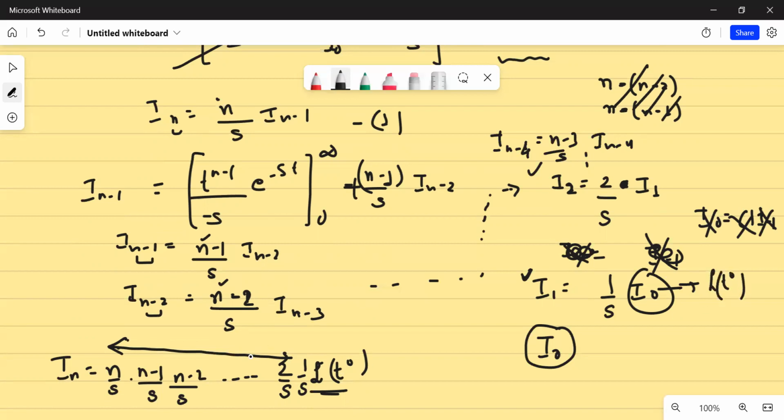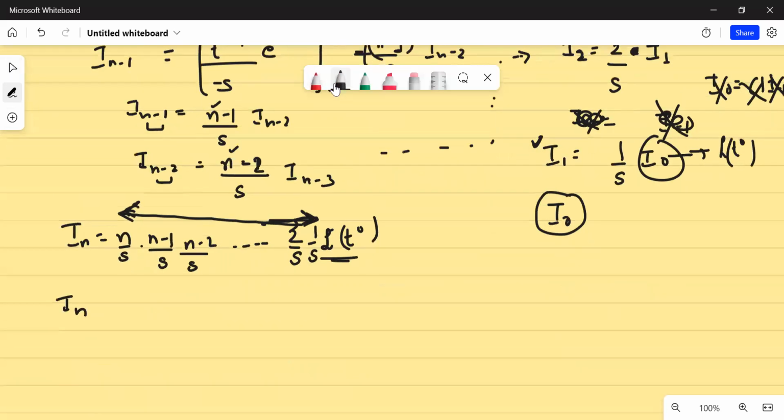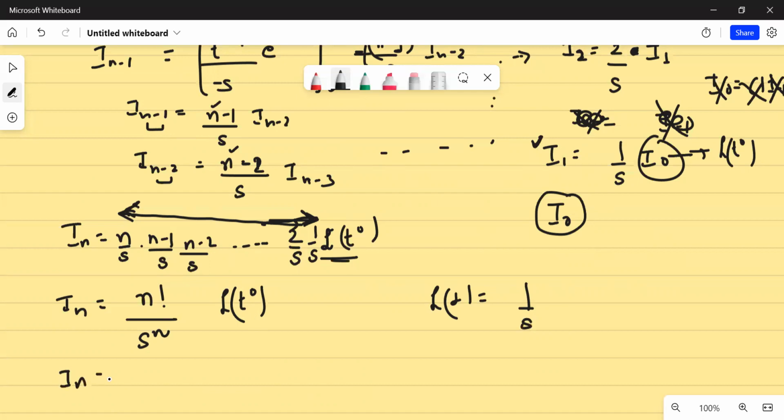Is that clear? अब मुझे होता है यहाँ से लेकर यहाँ तक कितने टर्म्स हैं, how many terms are from here to here, जो मैंने ये बताया। So you can clearly see there are n terms, 1 2 3 4 5 6 से लेकर n तक है। Is that clear? So I'll write this as n factorial, and I'll divide it by s की power n, and then Laplace transform of t की power 0. What is Laplace transform of t की power 0? Laplace transform of 1, that is 1 upon s. So answer would be In would be equal to n factorial divided by s की power n+1. And this is true only if s is greater than 0. Is that clear or not clear?